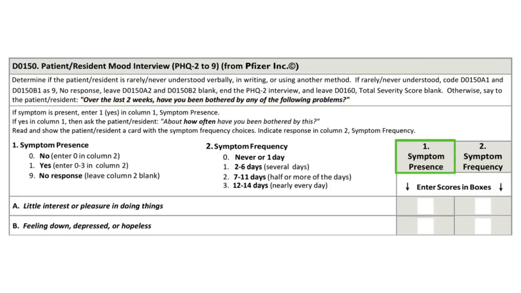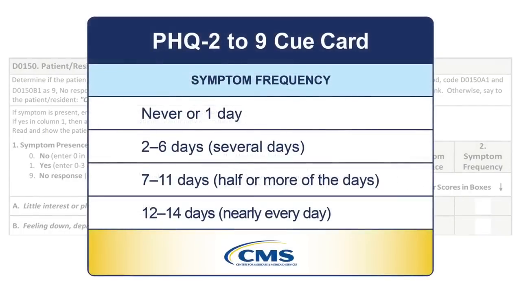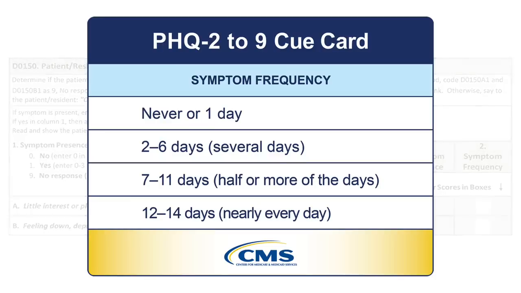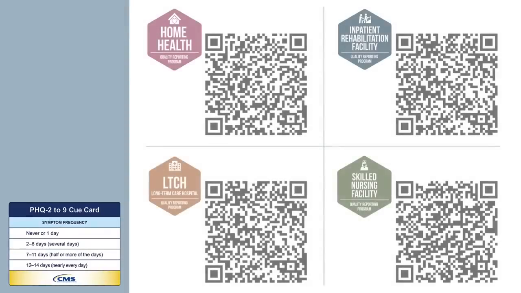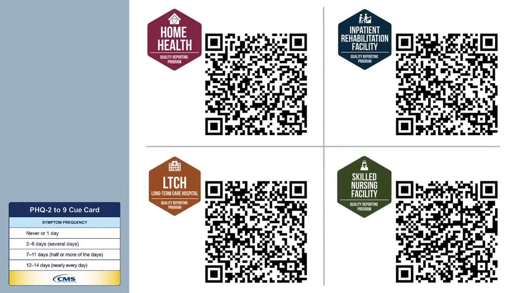The response would be captured in column 1. If symptom presence is identified, indicated by code 1, yes, in column 1, the clinician would ask the patient or resident, "About how often have you been bothered by this over the past 2 weeks?" to determine symptom frequency. This response is captured in column 2. A cue card with the response choices clearly written in large print might help the patient or resident comprehend the options for symptom frequency. If you are interested in accessing these cue cards, pause the video now and scan the QR code for your setting. The cue cards can also be found on your PAC settings QRP training page.